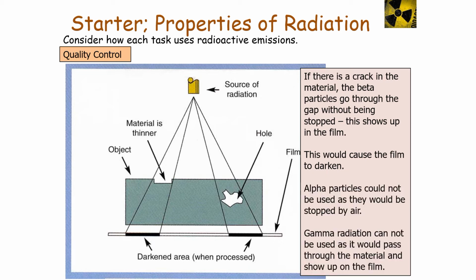Now alpha particles couldn't be used in this situation as they'd be stopped by the air, and gamma radiation could not be used because it would all pass through the materials and all show up on the film.